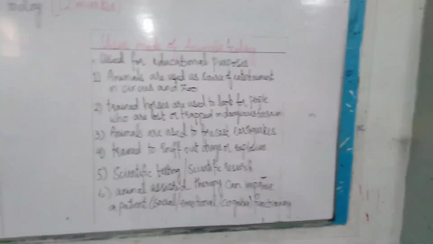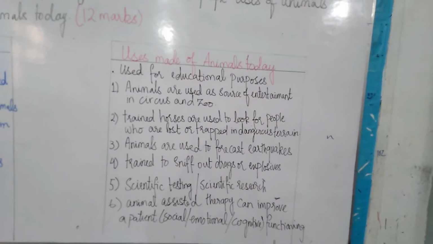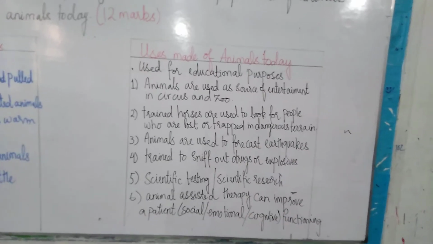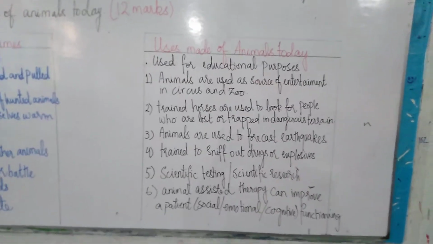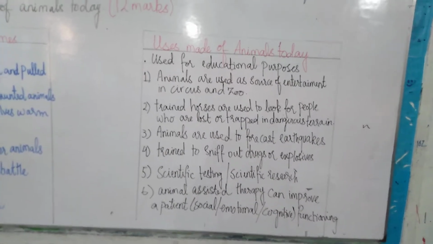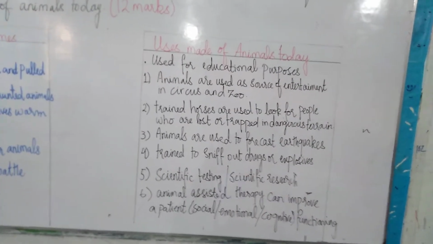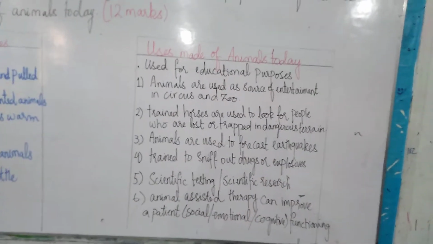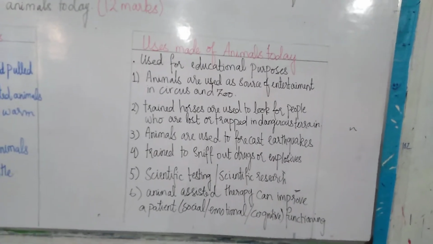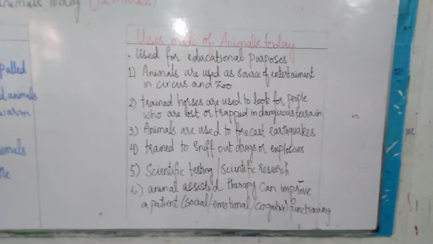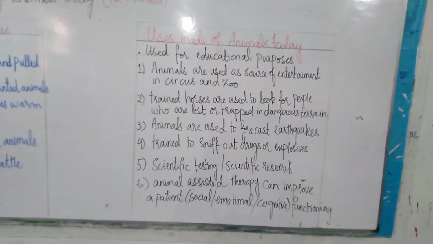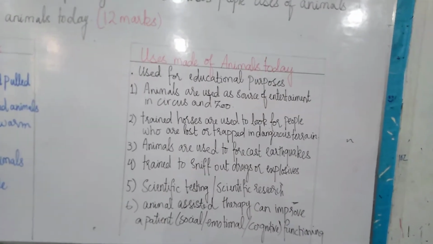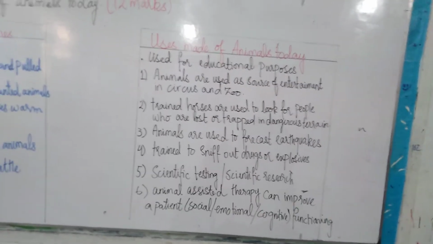Then we have trained horses are used to look for people who are lost or trapped in dangerous terrain. Now we have also read how the horses are used to find out people who are lost or trapped somewhere because of their strong sense of hearing, strong sense of smell. Horse is considered an animal which has very strong senses, clear. So this is how animals are being used for finding the people who are lost or trapped somewhere, clear.